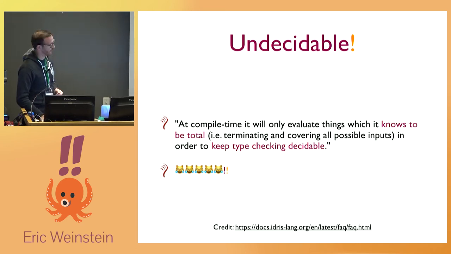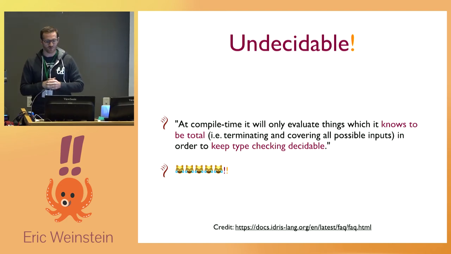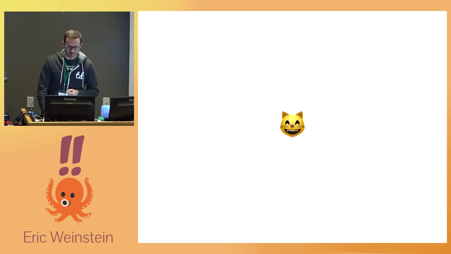Luckily, like we talked about totality earlier, you can tell Idris to yell at you if something's not total, but generally speaking, at compile time, it's only going to evaluate things that it knows are total already, which means that type checking remains decidable, and everybody is happy.